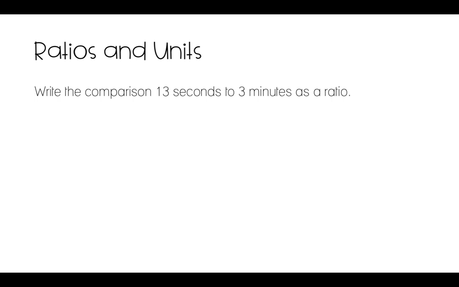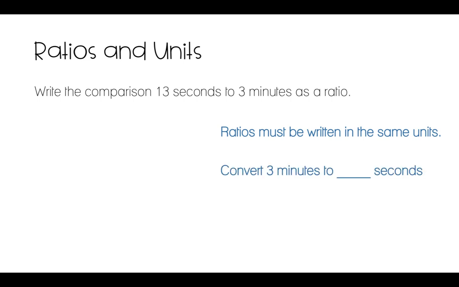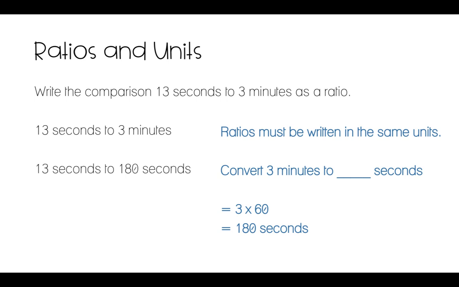Now, when we're working with ratios, it's really important that they are in the same unit. Here we have the comparison of 13 seconds to 3 minutes. We've got the units of seconds and minutes, but we need to have the same unit. So the best way to do this is to convert 3 minutes to seconds. 1 minute is 60 seconds, so 3 minutes is 3 times 60, which gives us 180 seconds. So we're comparing 13 seconds to 180 seconds, which gives us a ratio of 13 to 180.